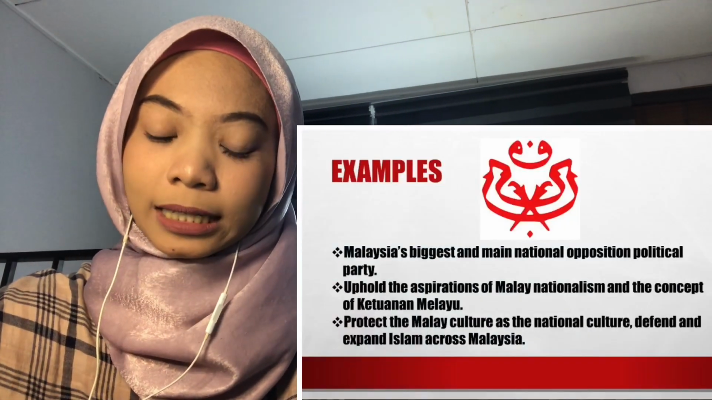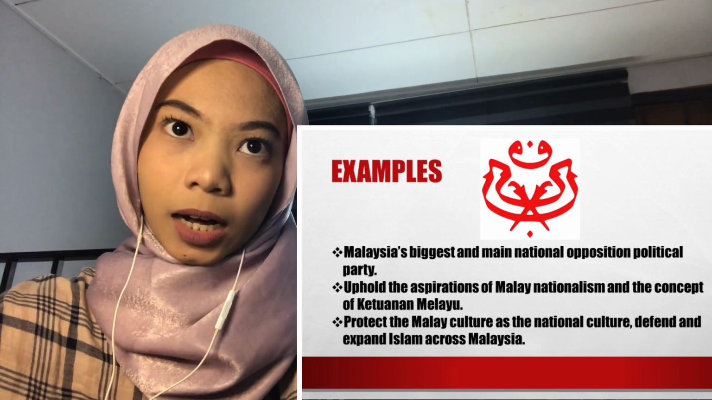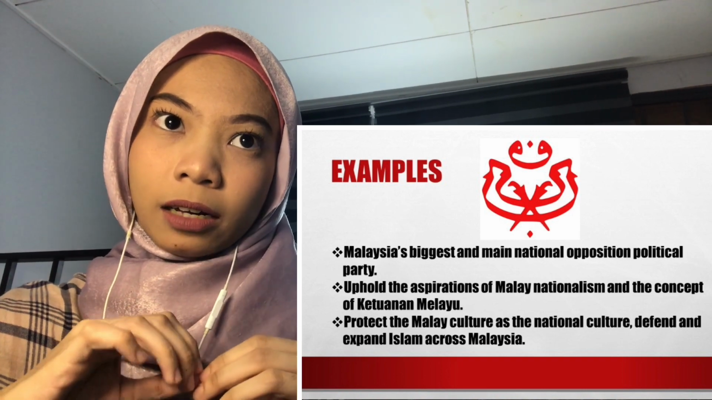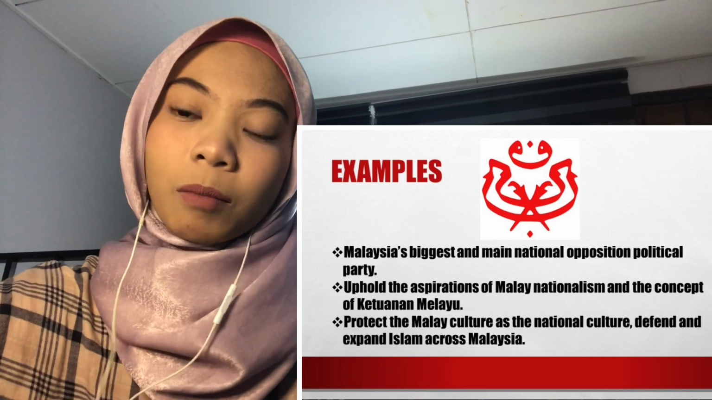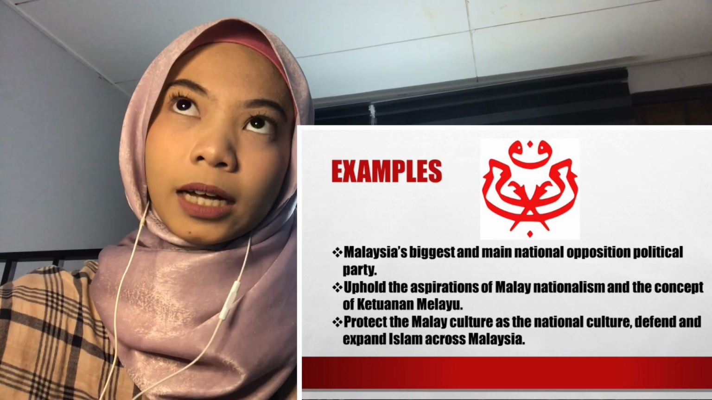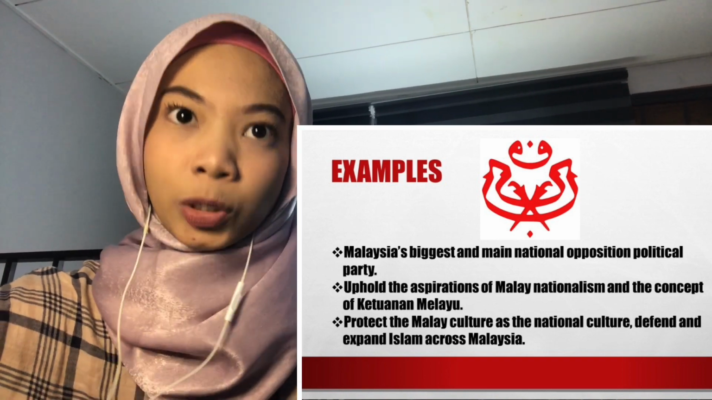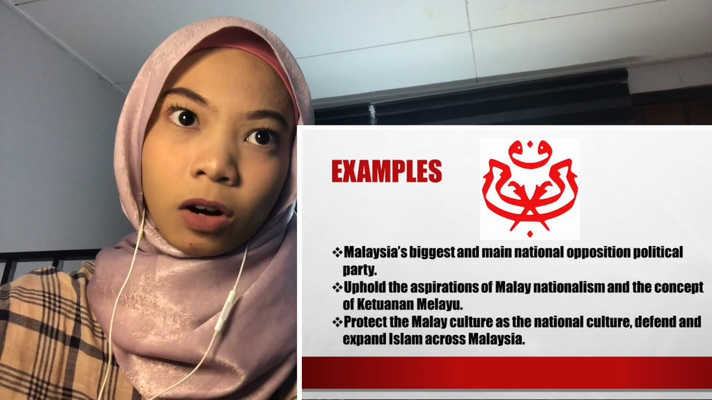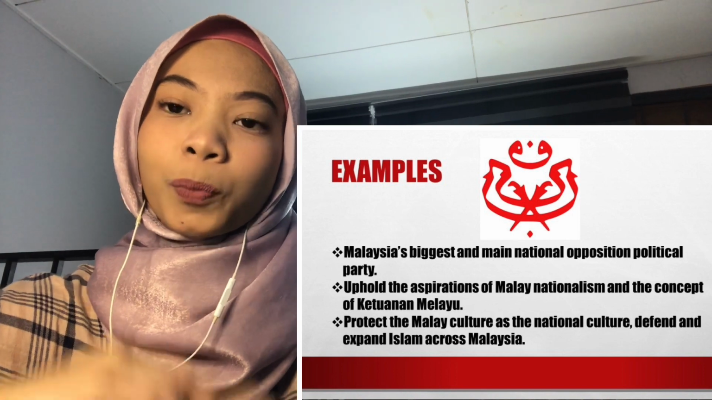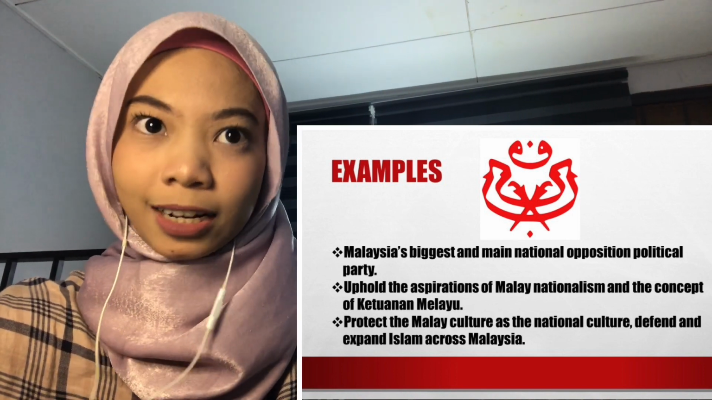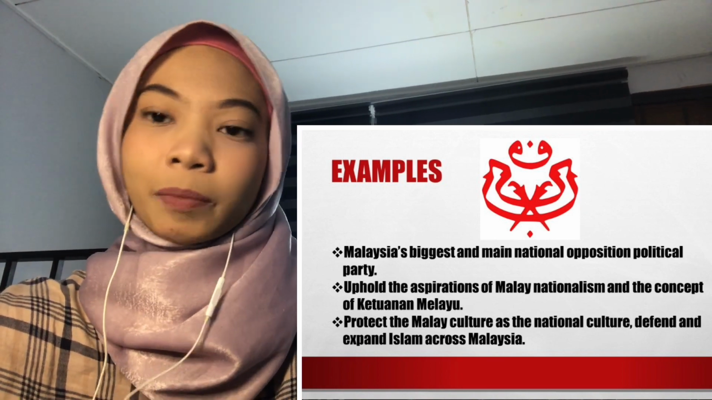In Malaysia, we can see that UMNO is one of the anomic groups. UMNO is Malaysia's biggest and main national opposition political party. UMNO's goal is to uphold the aspirations of Malay nationalism and the concept of Ketuanan Melayu, as well as the dignity of race, religion, and country. This party also aspires to protect the Malay culture as the national culture and to uphold, defend, and expand Islam across Malaysia.